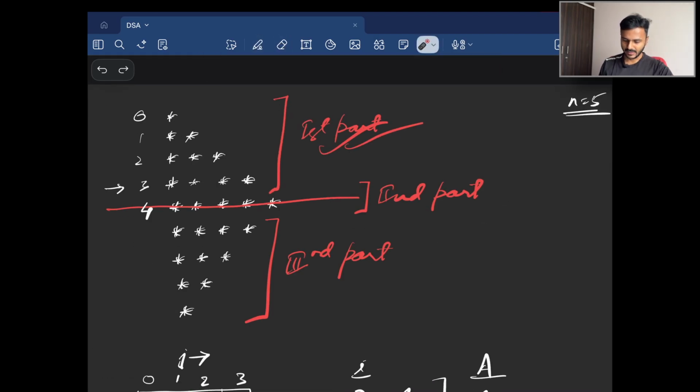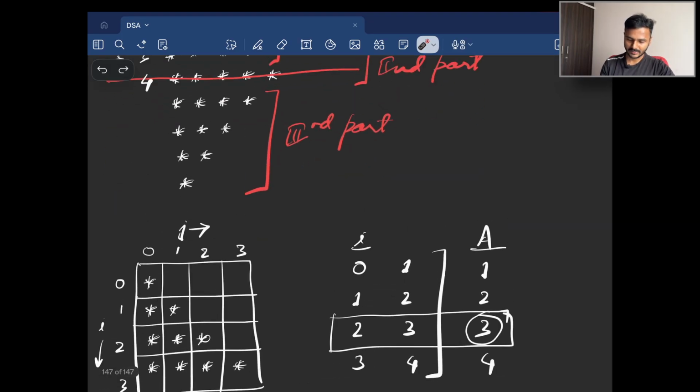So, like I was saying, the third part is the mirror image of the first part, and we already know how to print the first part, right? So all we have to do is figure out how to, in a way, reverse it. As in the first part, as you can see, we started from having 1 asterisk in the first row all the way up to 4 asterisks in the fourth row. If we reverse it, we will start from 4 asterisks in the first row, which is what we need over here, all the way up to 1 asterisk in the last row, which is what we need, right?